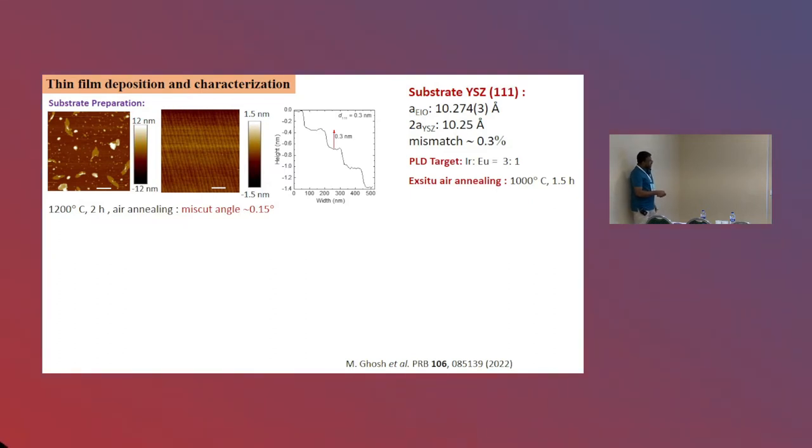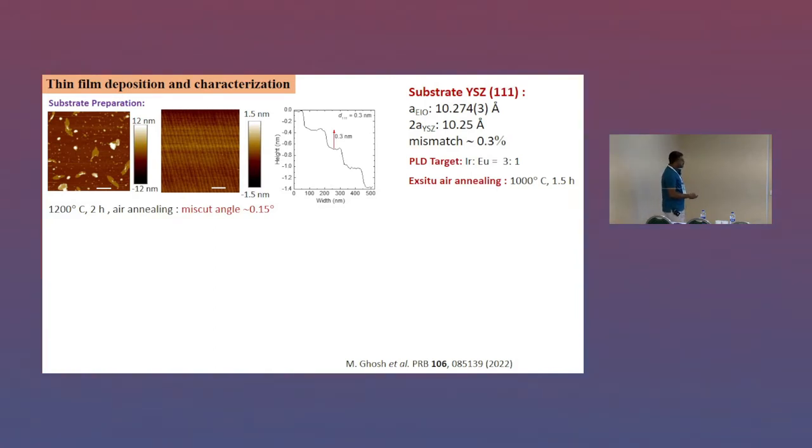If we do heat treatment like annealing at 1200 degrees centigrade for 2 hours in air, we'll get a nice step structure. So this is the corresponding AFM image. It has a step height of 0.3 nanometer, which is kind of the spacing along the (111) direction, and a terrace width of almost 100 nanometers. So the miscut angle comes to around 0.15 degree.